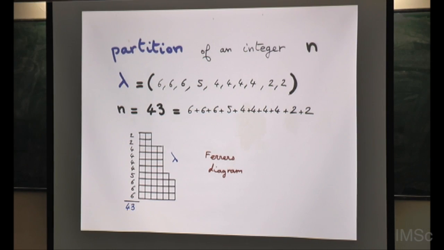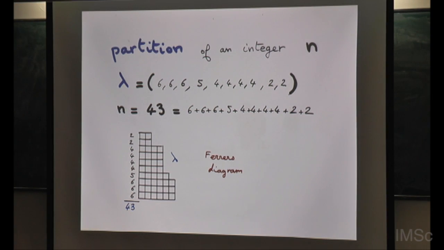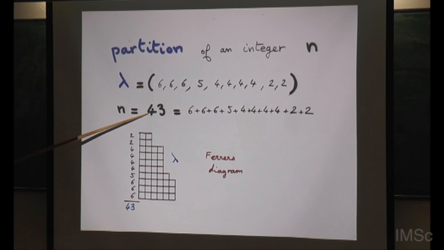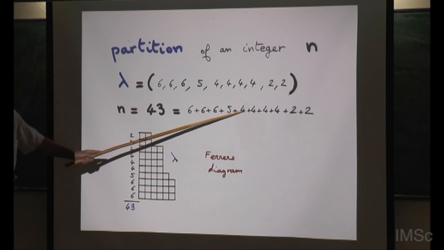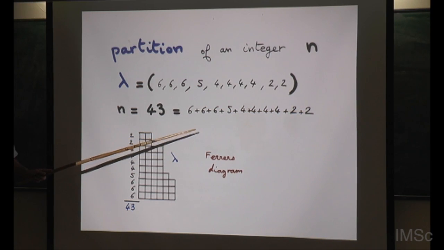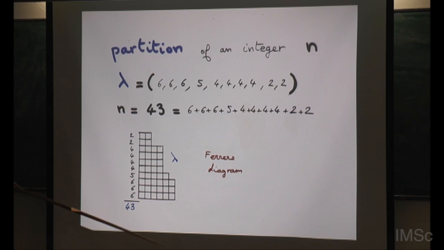So let's do an example with partition. A partition is the partition of a set into subsets, but here it's the partition of an integer into a sum of integers. For the partition of an integer, I take n equal 43, for example. A partition is just a decomposition of the integer into a sum of non-zero integers, and I put them in decreasing order, because in a partition, in the decomposition, the order has no importance.